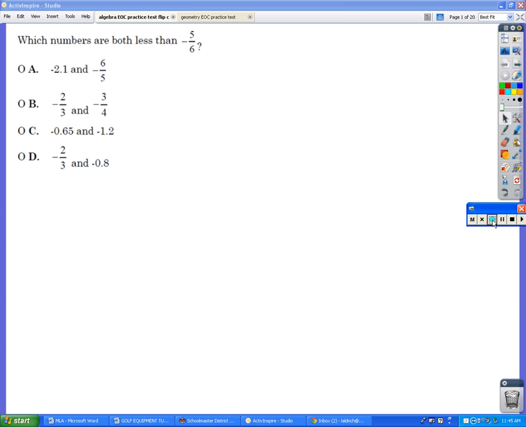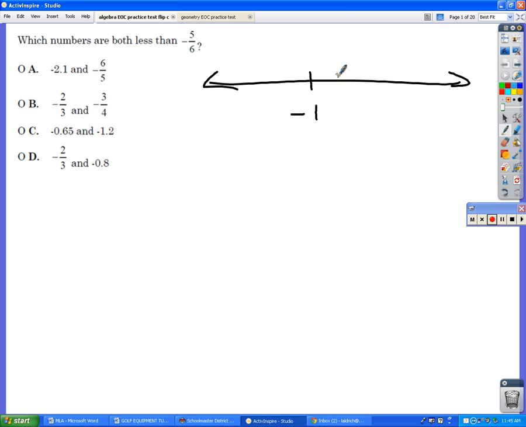So first one, which numbers are both less than negative 5/6? Now, this is possibly a question that they might ask you in a section where you can't use a calculator. What you need to think about is negative 5/6 is just short of negative 1. In other words, if I was to make a number line, here would be negative 1, and negative 5/6 would be just to the right of it, just bigger than negative 1, correct?